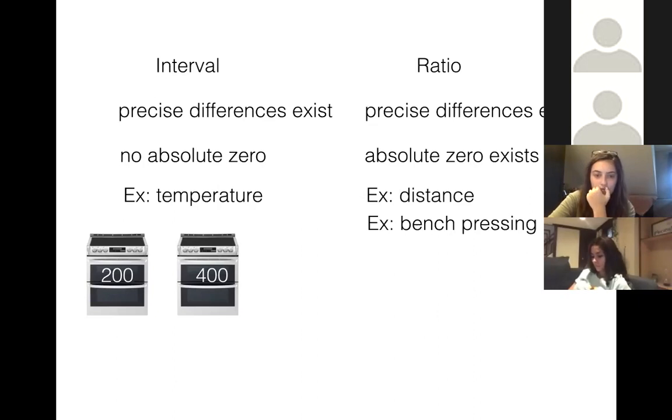Like, have you ever gone to the gym and somebody said, what do you want to bench press? And you said, I want negative 50 pounds. Does that make any sense? No, it sure doesn't. So we know we're ratio level data because we get precise differences and we have absolute zero.